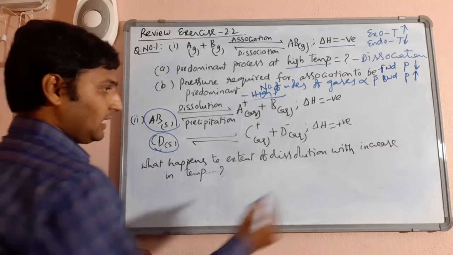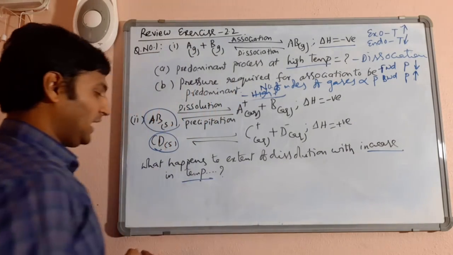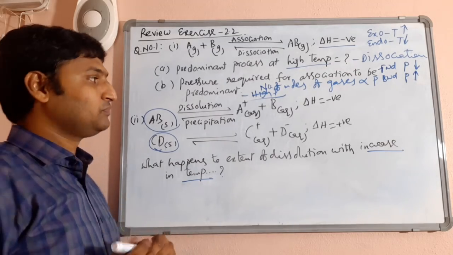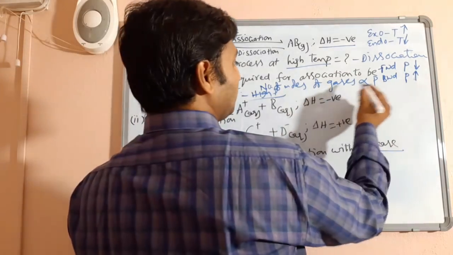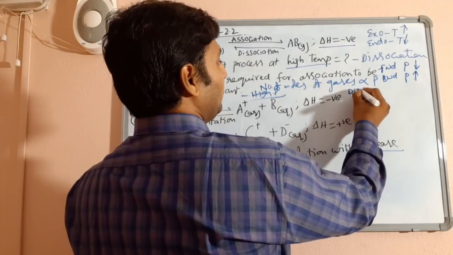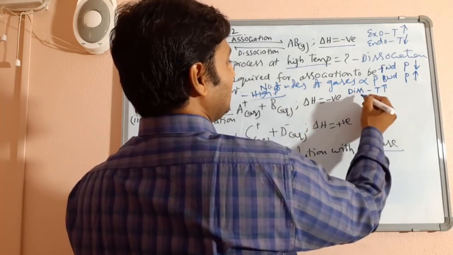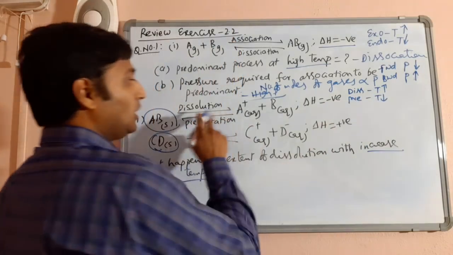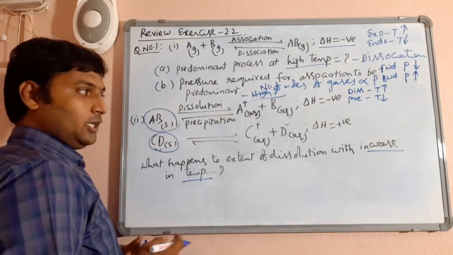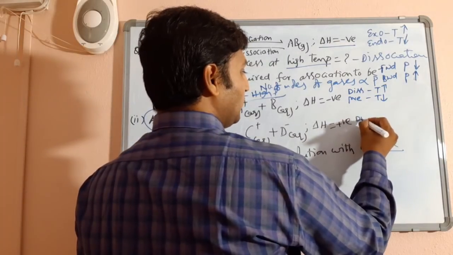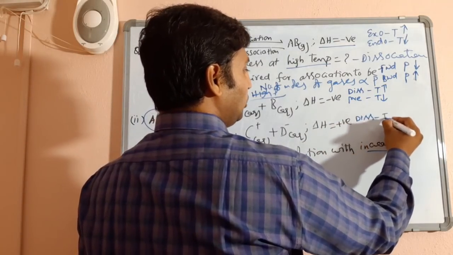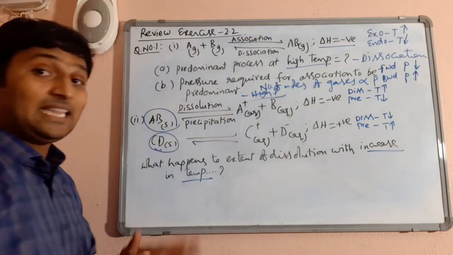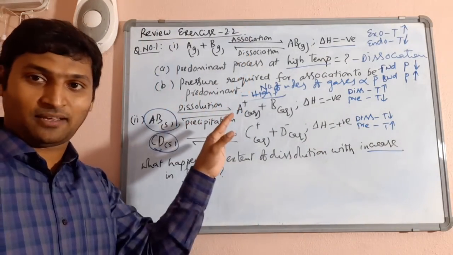Now he is asking, if you increase temperature, what happens to the extent of dissolution? Now, in the first case, with dissolution, temperature is increasing. With precipitation, the temperature is decreasing, because forward is exothermic, backward is endothermic. In case of this one, CD, with dissolution, temperature is decreasing. With precipitation, temperature is increasing. That is what is internally happening.